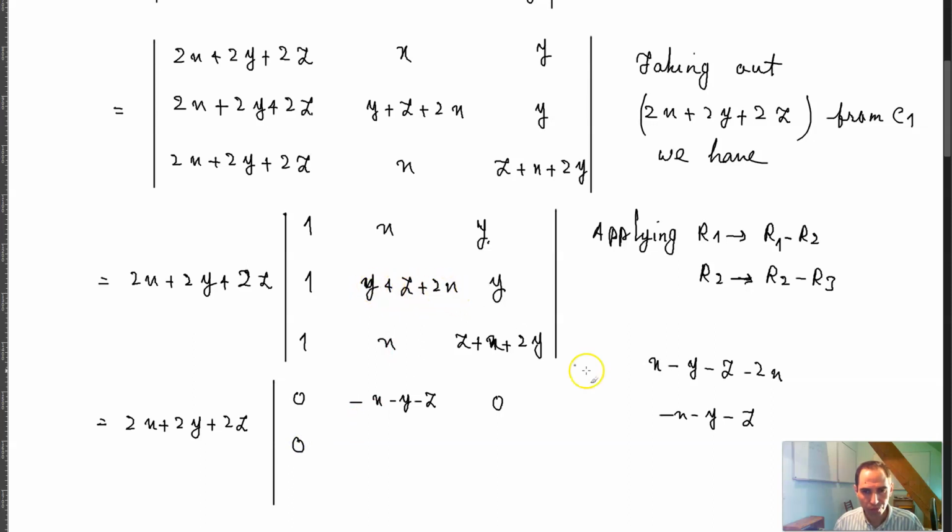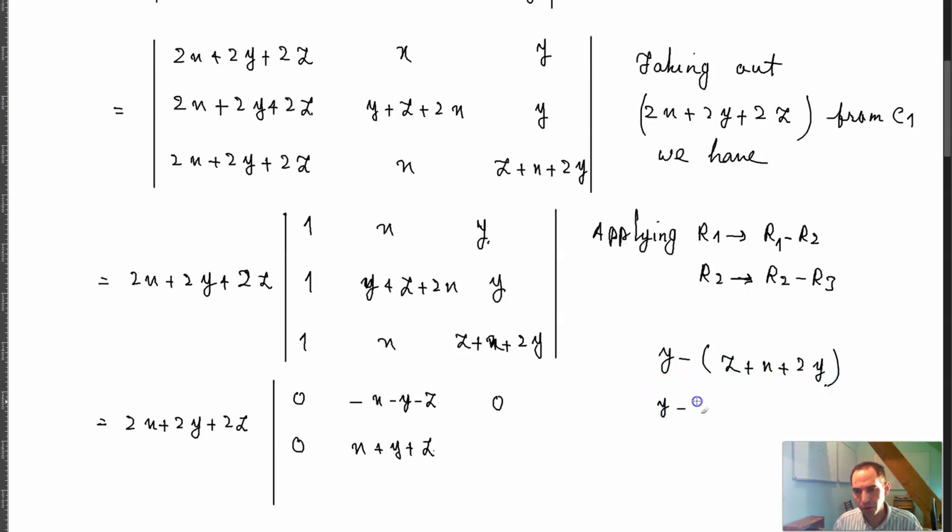And basically then you have y plus z plus 2x minus x, which gives you 2x minus x is x plus y plus z, right? So that is x plus y plus z. And this minus this becomes y minus z plus x plus 2y, which is basically y minus z minus x minus 2y, which is negative x and negative 2y plus y is equal to negative y, negative z, which gives you basically negative x, negative y, negative z. And the third row is written as it is. So 1x and, well, I write it as x plus 2y plus z.